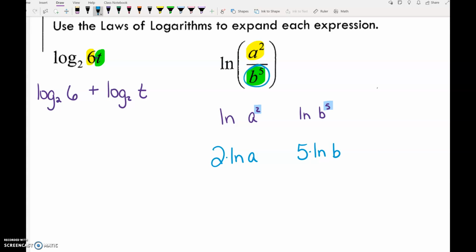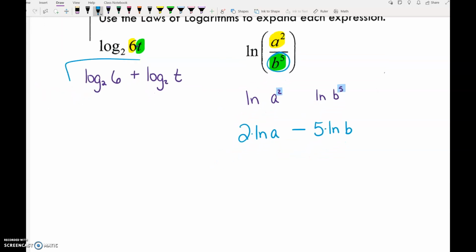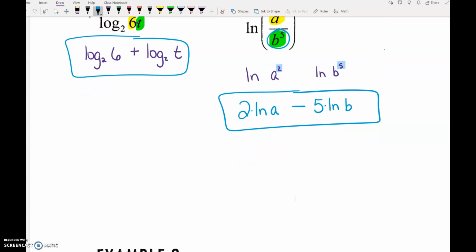The b was on the bottom. So whatever log has that b in it, that is going to be a minus in front of that. The a was on the top, so the a is going to be a positive log, but we don't need to put plus in front of a log. It's just kind of assumed that that's positive. But because the b was on the bottom, that log that has the b in it has to be negative. So this is our final answer for that one.